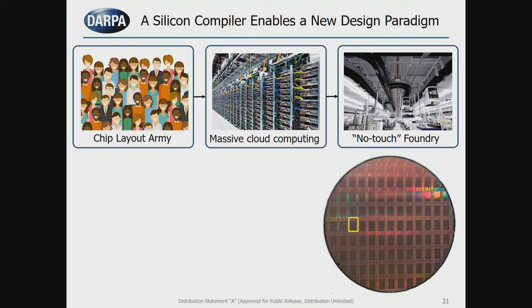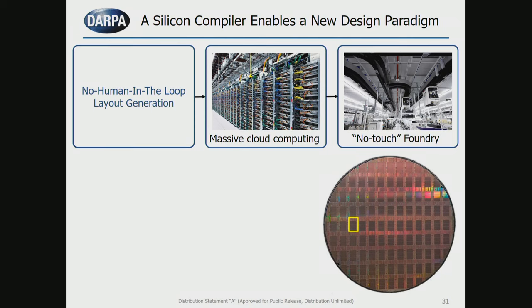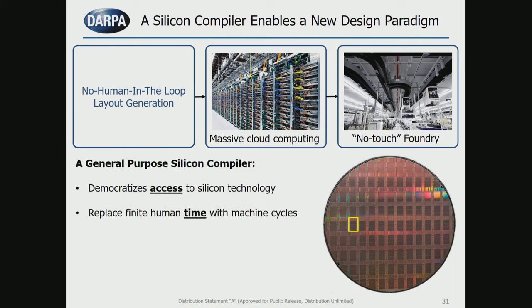Well, the factories today are no touch, right? I mean, they're all robots, all tracks, right? There's nobody handling wafers anywhere. So it almost looks like an Amazon cloud, but for chips. And certainly for computing, everything is automated. The only problem is that even if we have the code, the Verilog code and schematics, we'll still need this layout army to create the chip. But if we have no human in the loop, then we have end-to-end automation. So then we can actually fill that reticle with tiny, tiny chiplets.